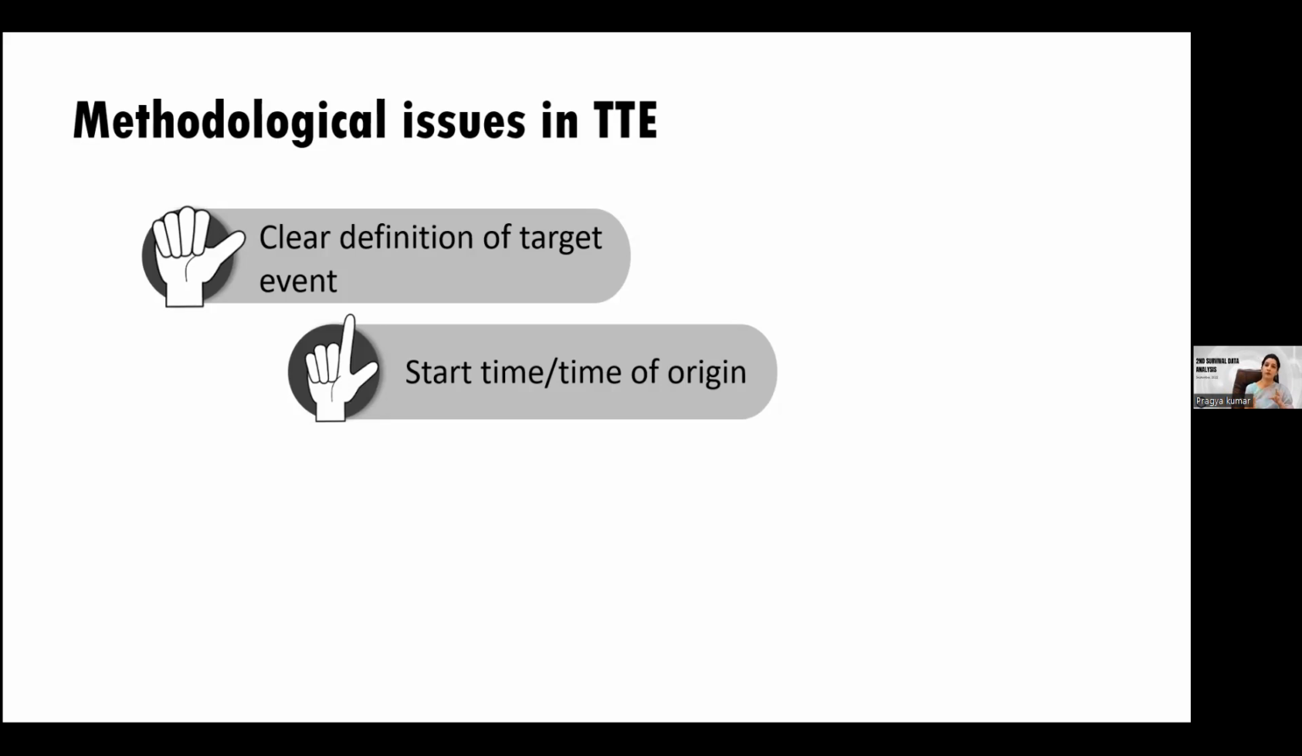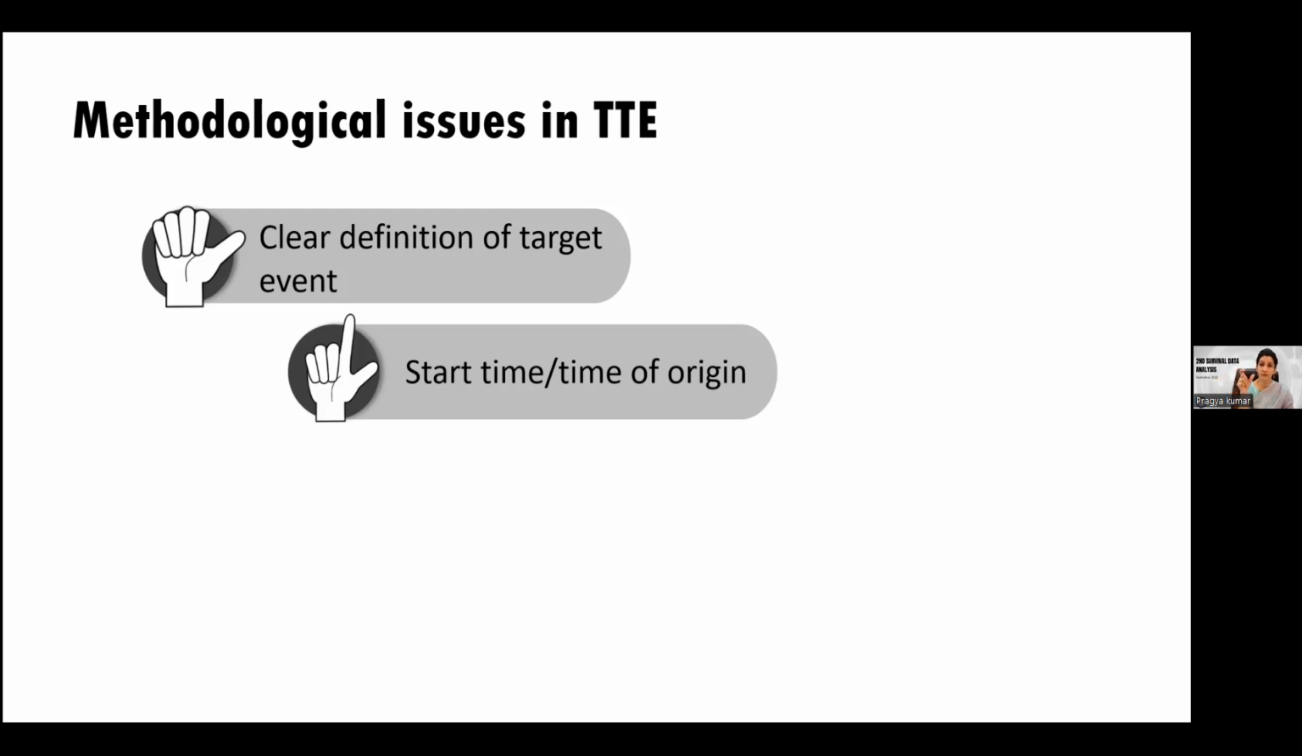So removal of copper T is an event where there is no left censoring, because the moment she removes it, you will come to know that she has removed it, maybe from the data, the record, or from the history also. So that is clear-cut. So that is what we understand by the clear definition of the target event.